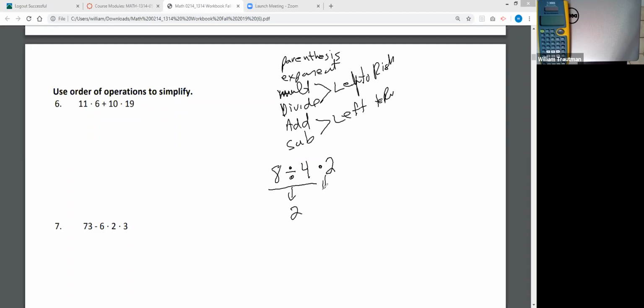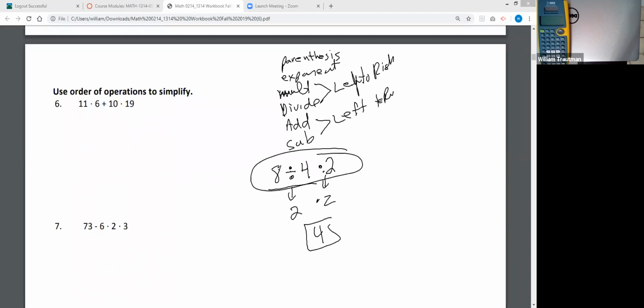So then we go 2 times 2 is 4. Try this on your calculator: 8 divided by 4 times 2. Your calculator does the order of operations for you.